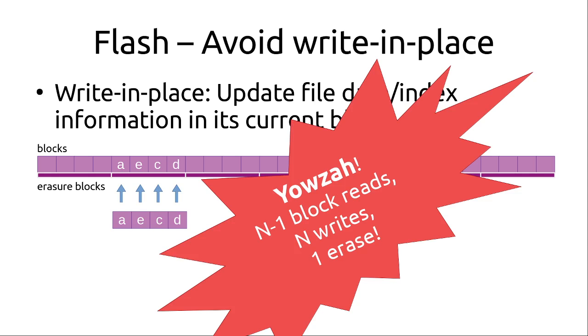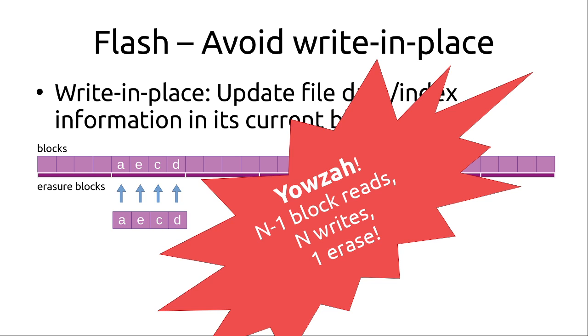We have n minus 1 block reads. We don't need to read the one that we're overwriting, hopefully. And we have n writes and 1 erase, right? Here n is just the number of blocks within an erasure unit, right? So this is real bad. We really do not want to do this. As we'll find out later, this is about 10 times slower than the alternative.